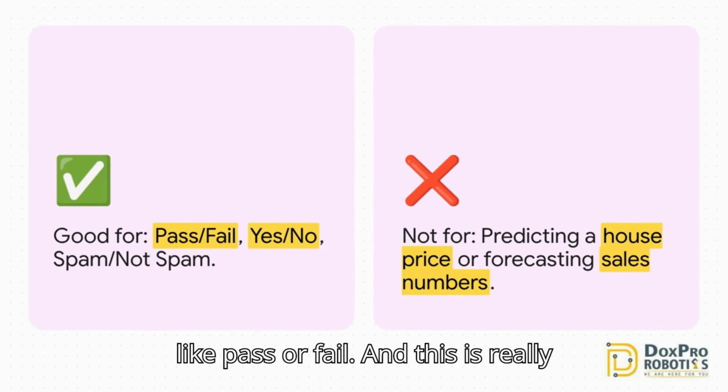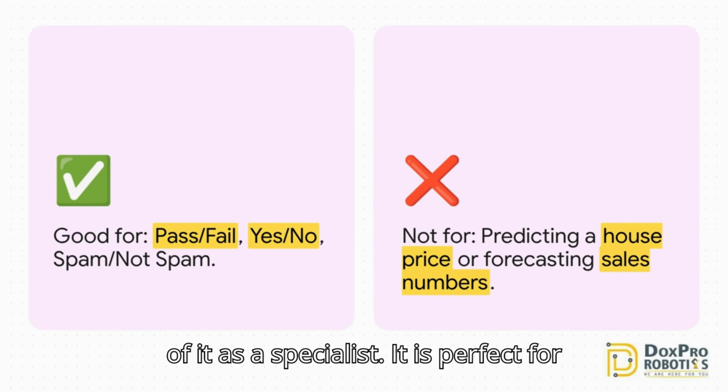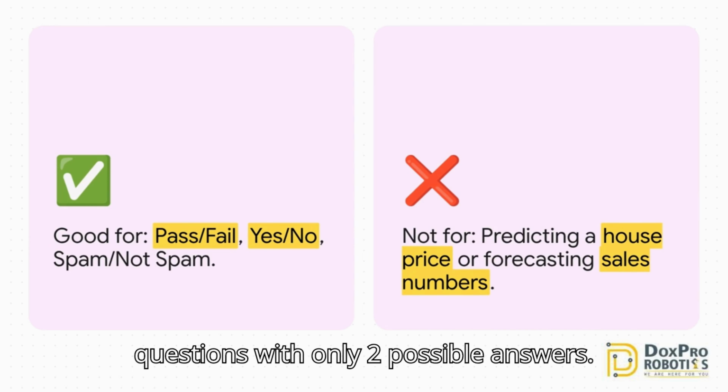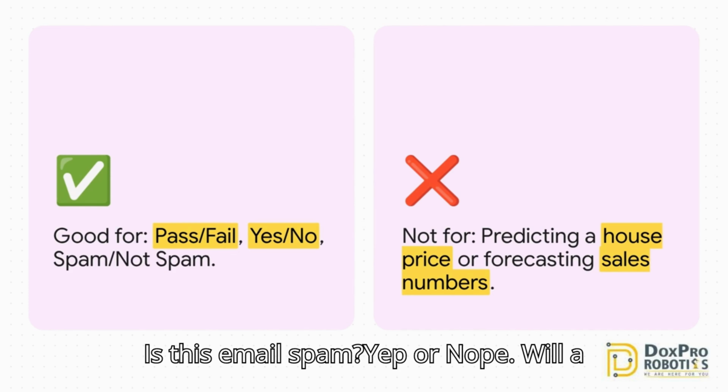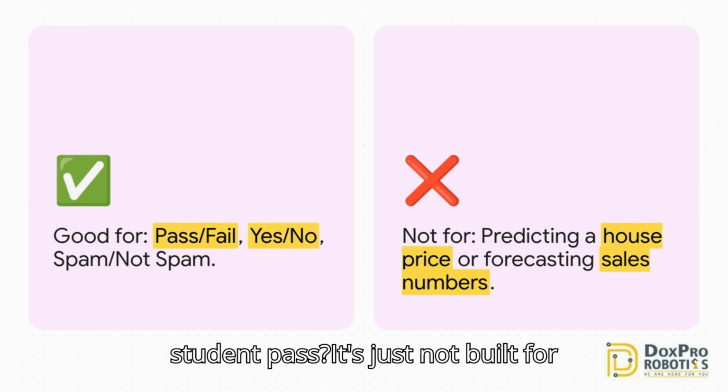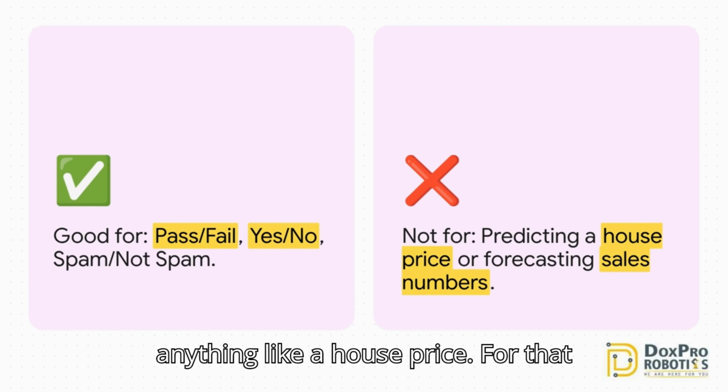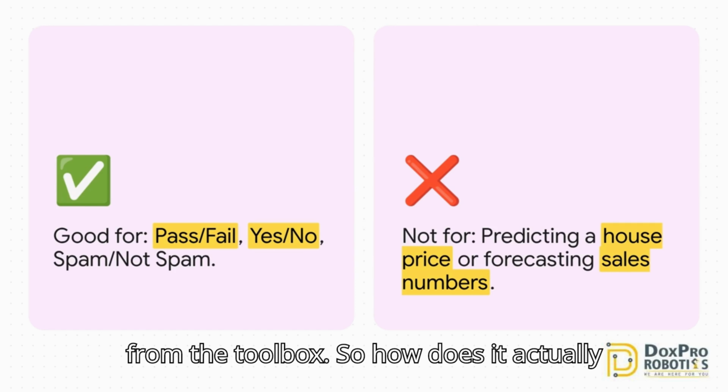And this is really where this tool shines. You've got to think of it as a specialist. It is perfect for questions with only two possible answers. Will the customer buy something? Yes or no. Is this email spam? Yep or nope. Will a student pass? It's just not built for predicting a number that could be anything, like a house price. For that, you'd need a completely different tool from the toolbox.